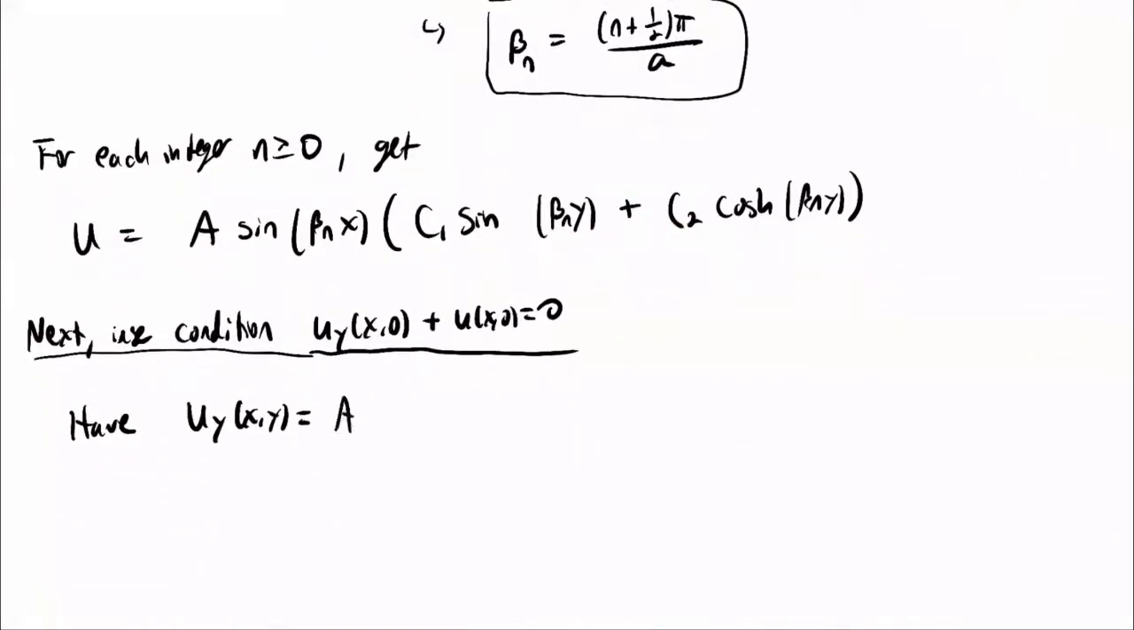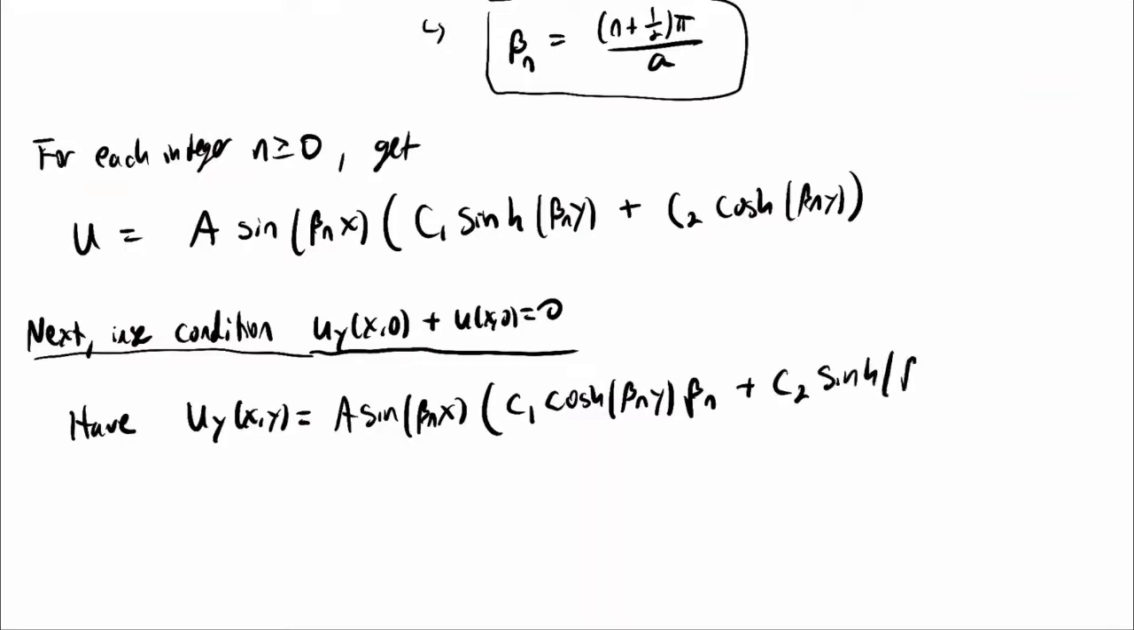Well, we end up with a times sine of beta n x. And now we have to remember our derivative formulas for hyperbolic sine and cosine. When you take the derivative of hyperbolic sine, you get hyperbolic cosine. So I get this, but now I have to use the chain rule, so there's an extra beta n that shows up. And when I differentiate the second term, I get c2 hyperbolic sine of beta n y, and I also have to multiply by beta n again because of the chain rule.